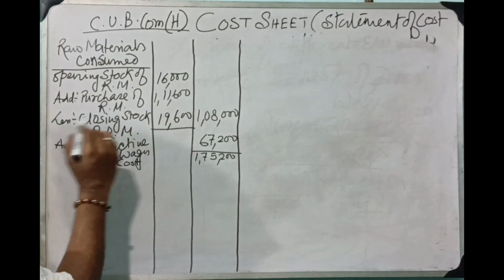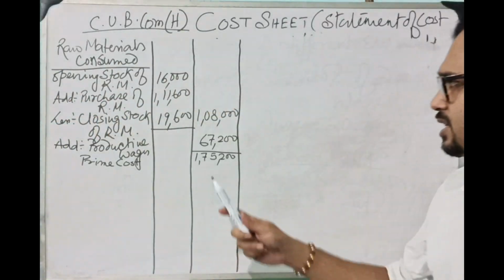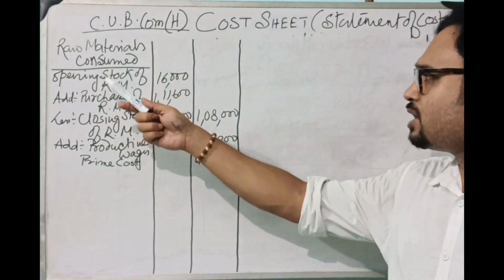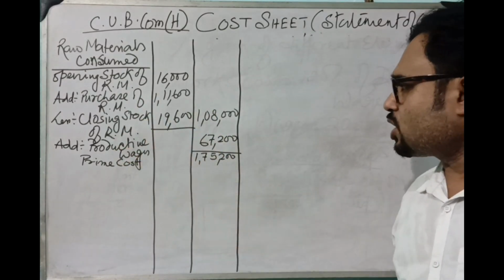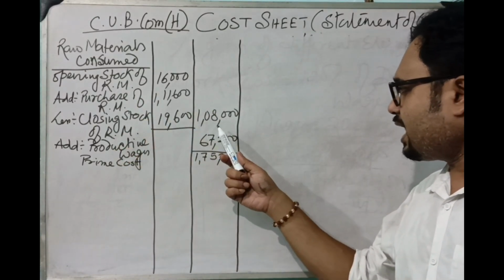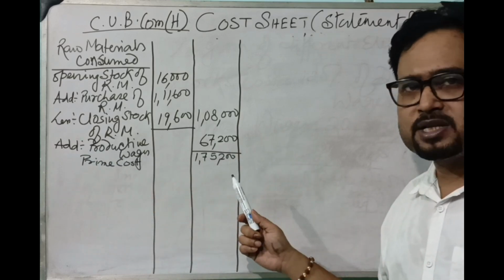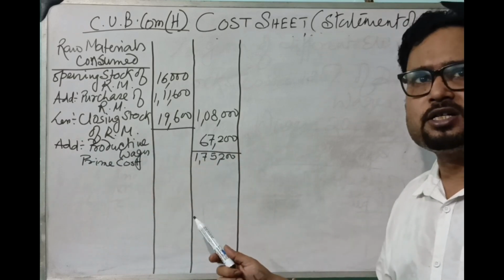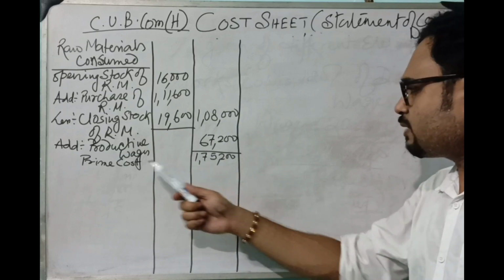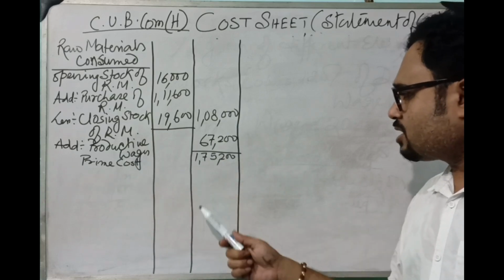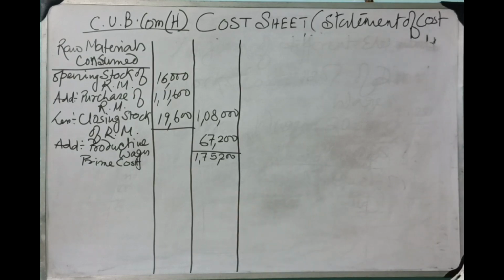After that, the elements are coming under. If you look at, try to understand what I have written. Raw material consumed: opening stock of raw material, add purchase, less closing stock of raw material, it comes 1,08,000. Then add productive wages, no chargeable expenses given in the sum. That's why I did not write chargeable expenses. Productive wages 67,200. After adding this value, we are getting prime cost 1,75,200.